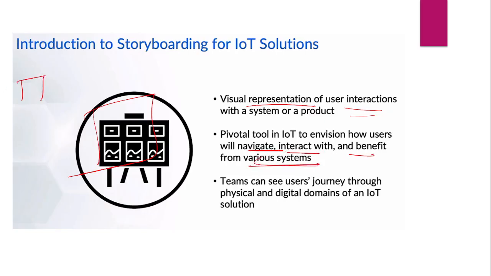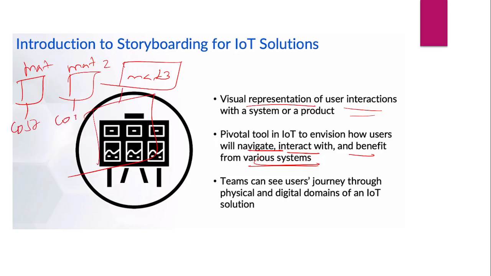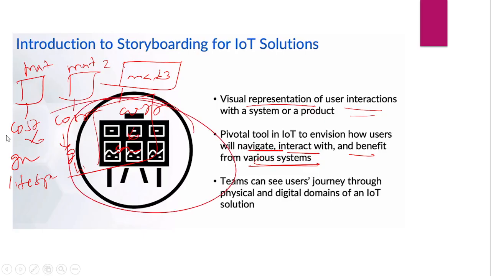For example, I need to purchase a material. So, where are the materials available? Material 1, material 2, material 3, for the case I am saying. What is the cost of the material? And what is the guarantee, and lifespan? These are the different things I need to analyze. So here I am developing a storyboard. I am getting all the information into my storyboard to see the analysis. So the teams also can see the user journey through the physical and digital domains of the IoT solutions.